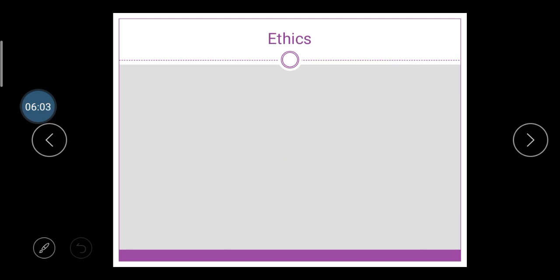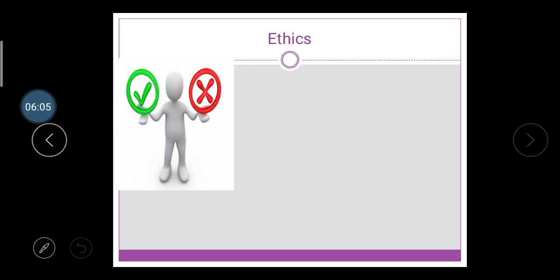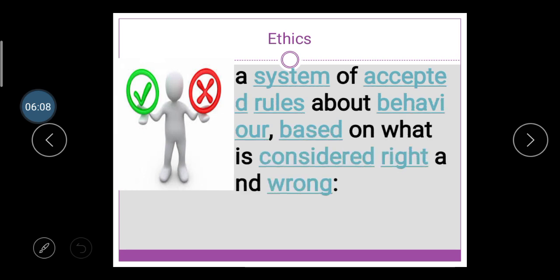The second one is: what is the meaning of ethics? Here is the simple meaning of ethics. Ethics means a system of accepted rules about behavior, based on what is considered right or wrong. It means what is right according to the person. Take the example of a robber. A robber has an ethic that doing the robbery is good for him or her. But as civil citizens, we consider robbery not good work. So according to the person, the ethics change.